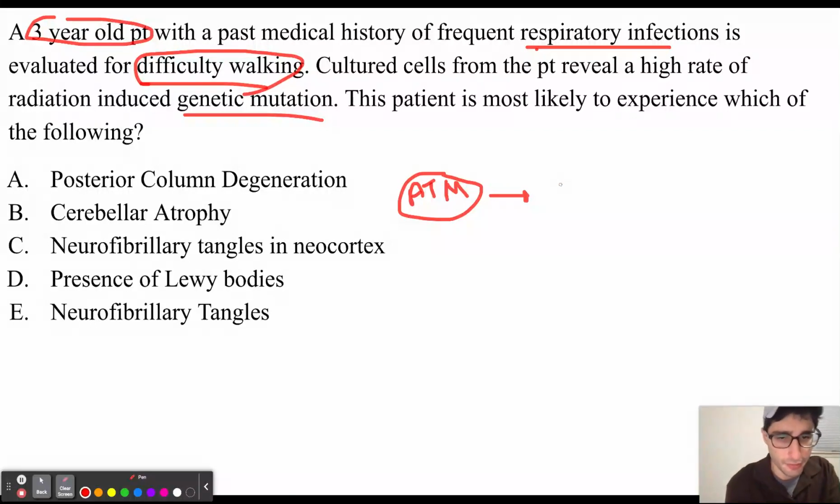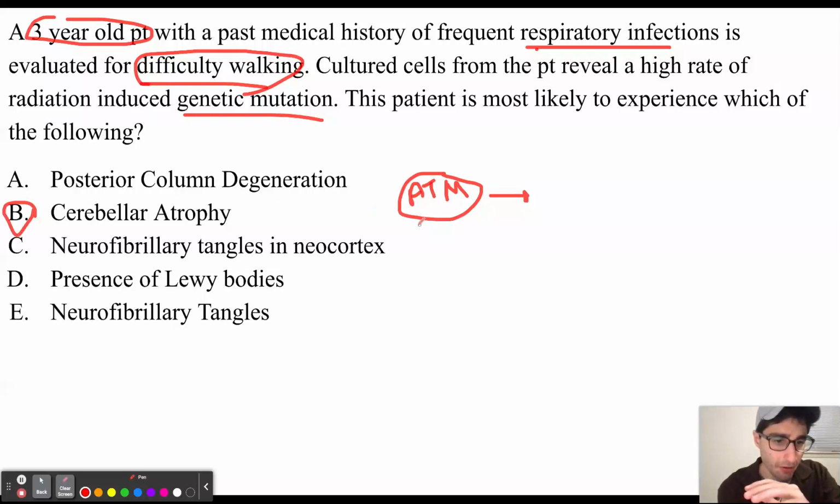Now, when we have an accumulation of mutated cells within the body, our body is going to try to kill off those mutated cells. And when it starts killing off those cells, it can also start killing off important brain regions. And one of them is going to be the cerebellum. So patients with ataxia-telangiectasia, they're going to have cerebral atrophy.